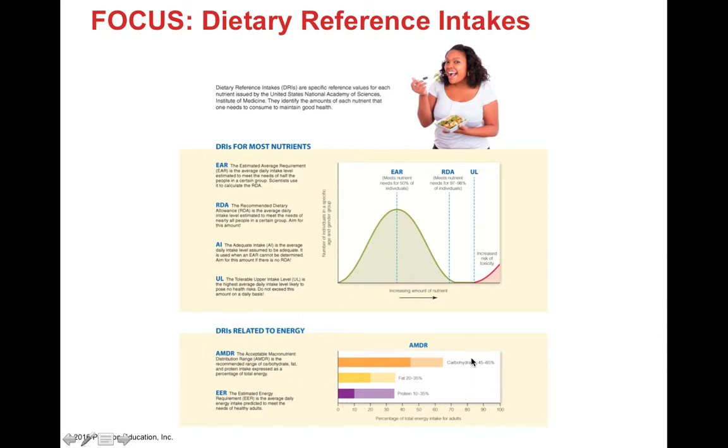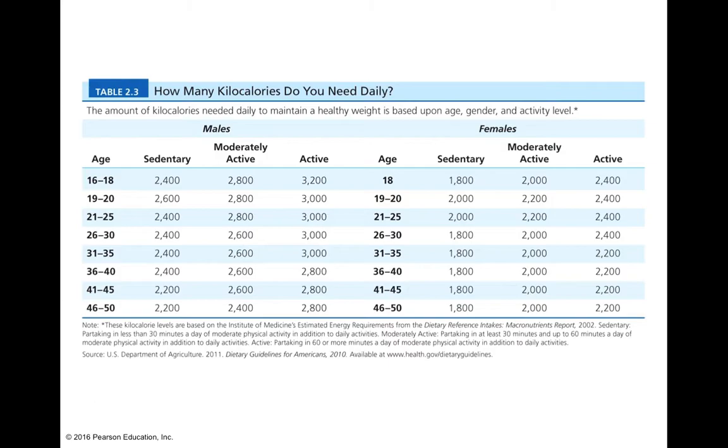The AMDR shows you the breakdown of carbohydrates, fats, and proteins in the percentages of your diet. And that's called the acceptable macronutrient distribution range. And the EER is the estimated energy requirement, which is the average daily energy intake predicted to meet the needs of healthy adults. So this slide is basically summarizing what the previous slide said in graph form.